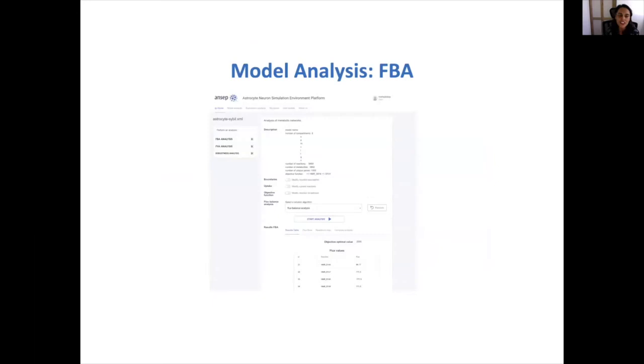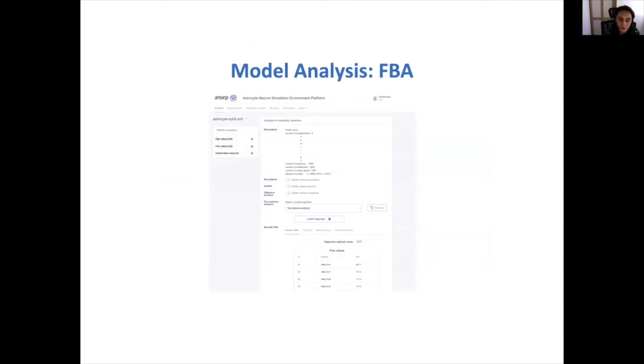One of the features of ANSEP is that it makes it easy to perform different analyses, as there is no need for users to write code. In the analysis module, users can select the metabolic model and configure the parameters of the analysis.